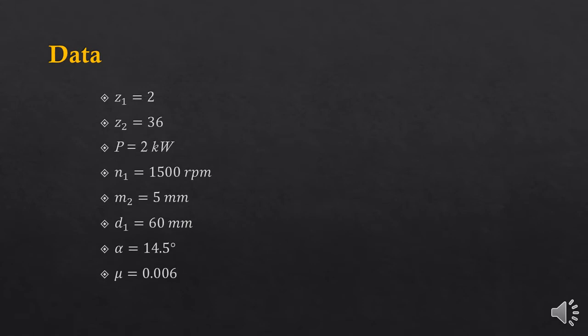All right. So this slide here showcases the data, most of which you have seen in the problem statement itself. Z1 is 2, Z2 is 36, N1 is unknown to us, N2 we need to determine. Module of the wheel we know, D1, alpha and mu also we know. Right, so let's start with the solution process in the next.